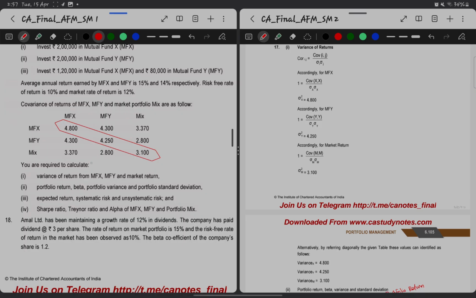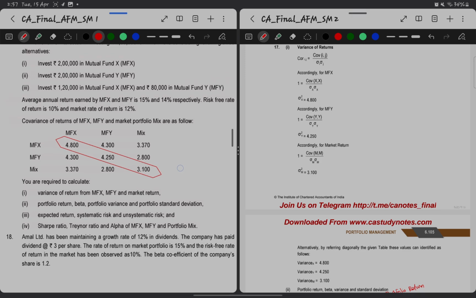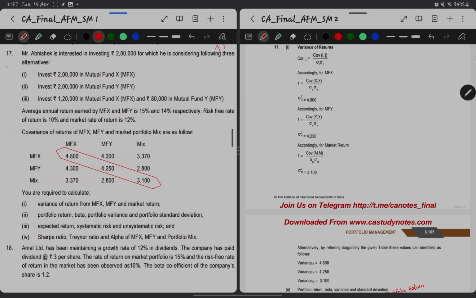Now we are required to calculate the variance of return from MFX, MFY and market return, then portfolio return, beta, portfolio variance, portfolio standard deviation, expected return, systematic risk, unsystematic risk, Sharpe ratio, Treynor's ratio, and alpha of MFX, MFY and portfolio Mix. I would consider this as an LDR question, last derivation, because it has everything we discussed till now as a full-fledged question.